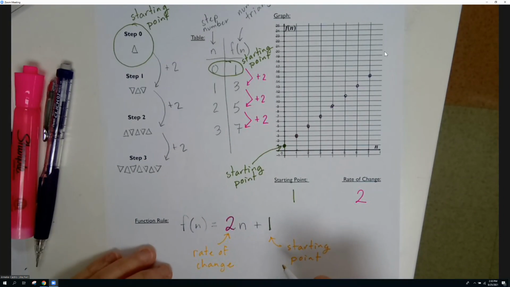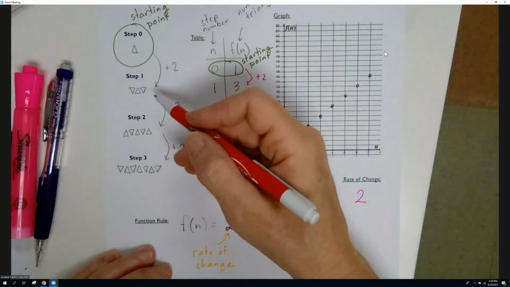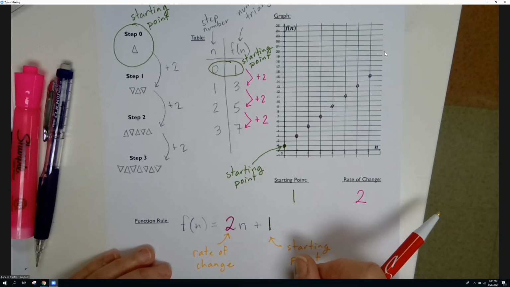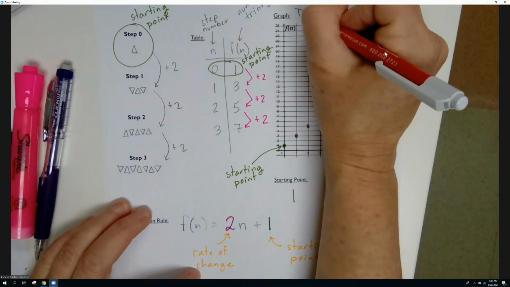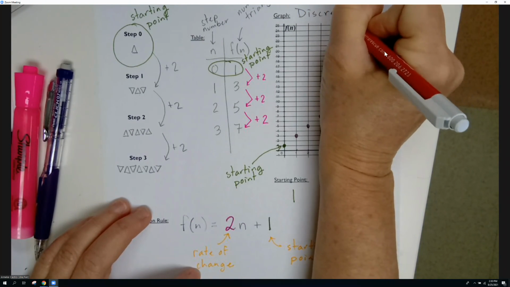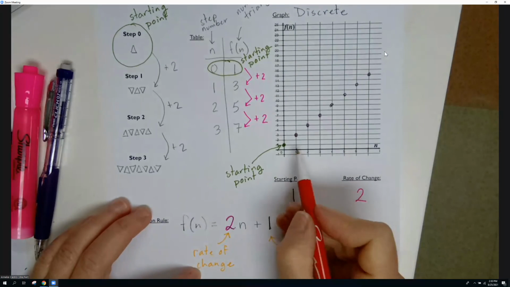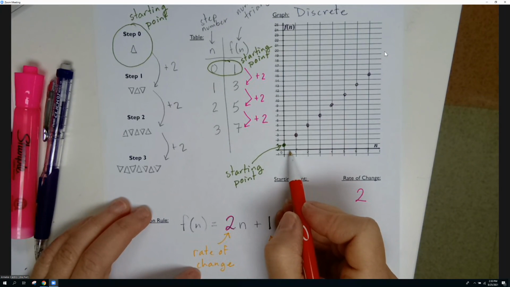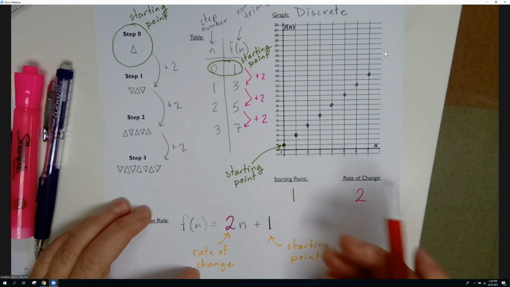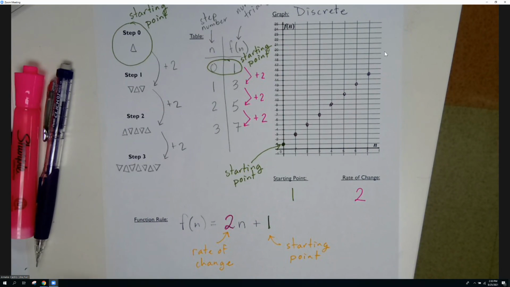Now, I am not going to connect my dots because it's for a pattern and it's not continuous. This graph is discrete because it's for a pattern. There's no such thing as step 1/2 or step 1.5. Doesn't exist.